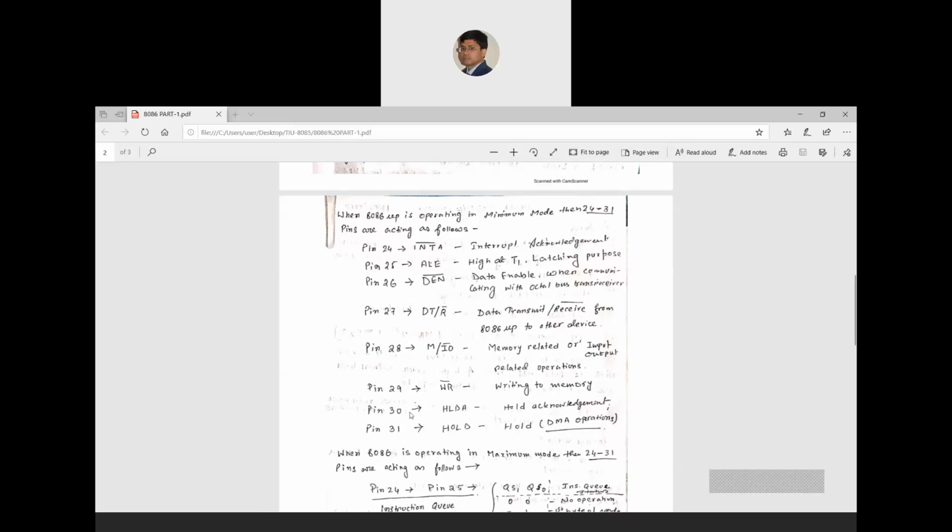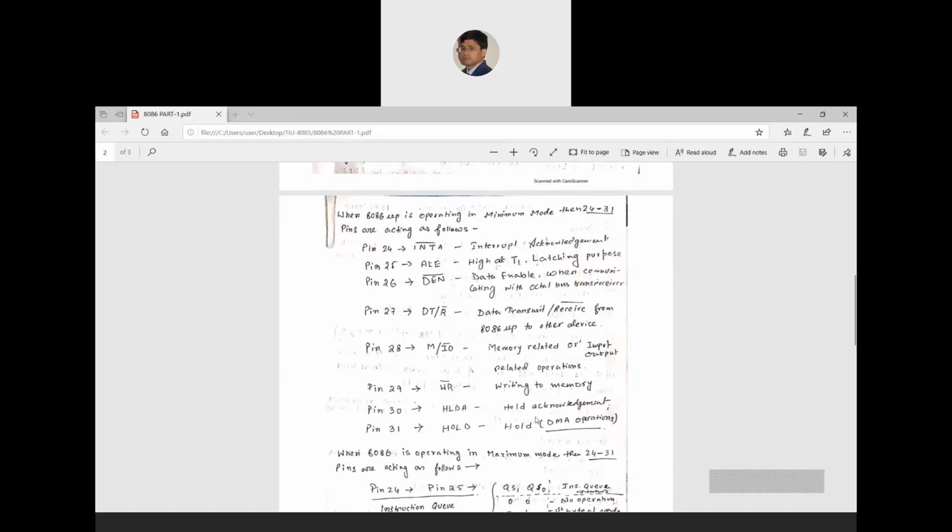From pin numbers 30 and 31, it is deciding for DMA operation, whether to send the hold acknowledgement signal or not, whether to hold or not. So basically from pin number 24 to 31, it is controlling each and every part that we have already covered in 8085. It is controlling interrupt, demultiplexing, data flow, memory related or IO related operations, writing operations, and DMA operations.